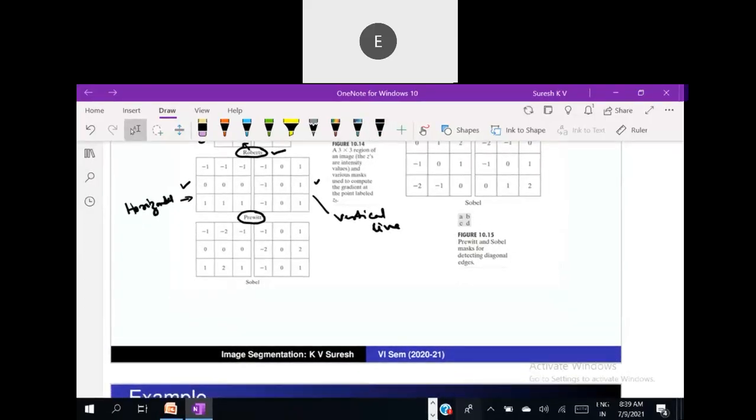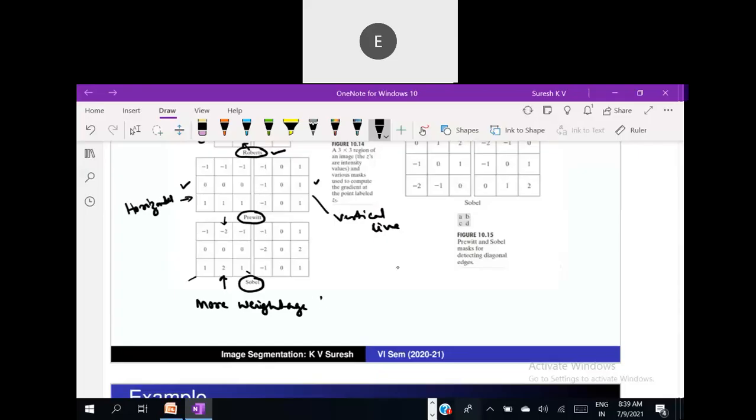Now Sobel has slightly modified them. He has given more weightage to the center pixel, as you can see here, and less weightage to the other pixels. The advantage of this is that the edge pixel is given more weightage. More weightage to the center pixel means the edge pixel is given more weightage. That is the advantage.